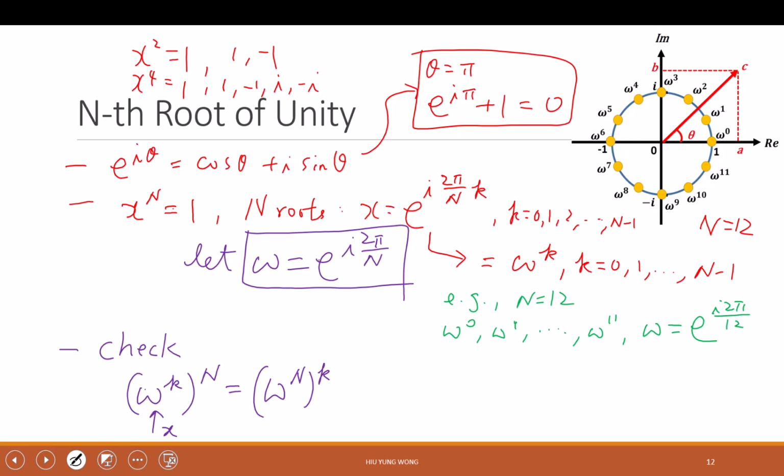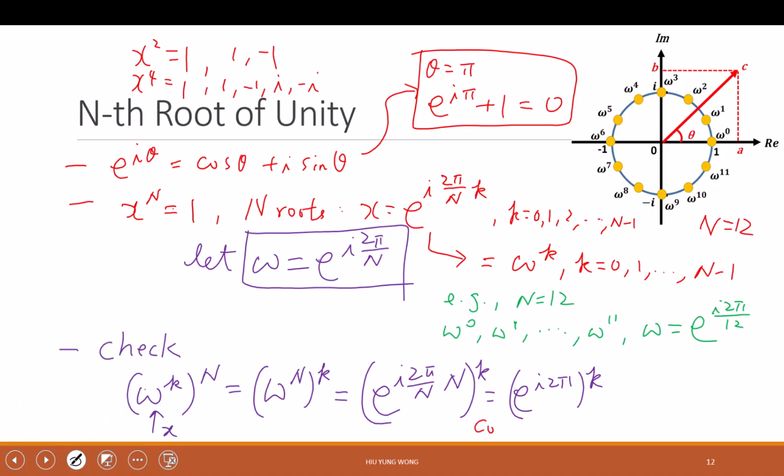Make sense? And again, what is omega? I need to write it down. It's e to the power i 2 pi divided by capital N. And then you raise it to the power n and then to the power k. So n and n cancel, you get e to the power i 2 pi. But what is e to the power i 2 pi?